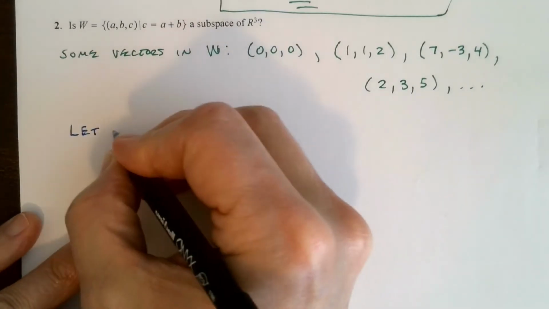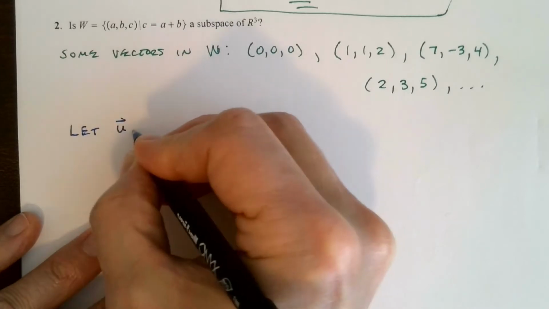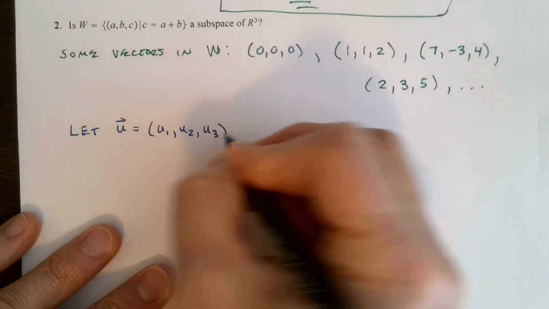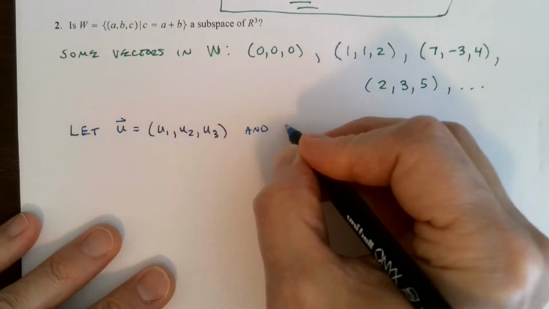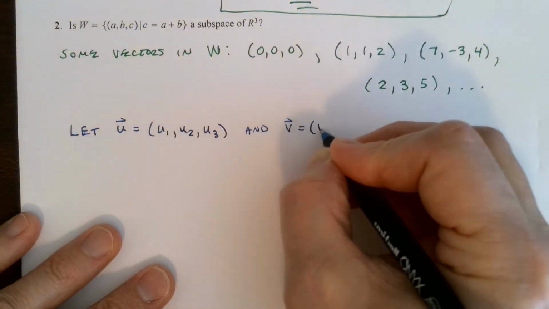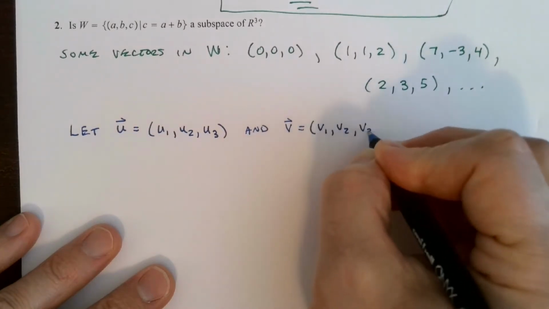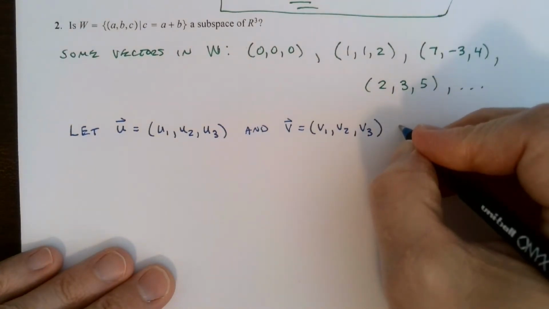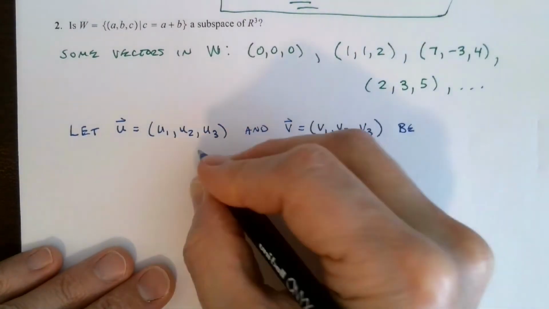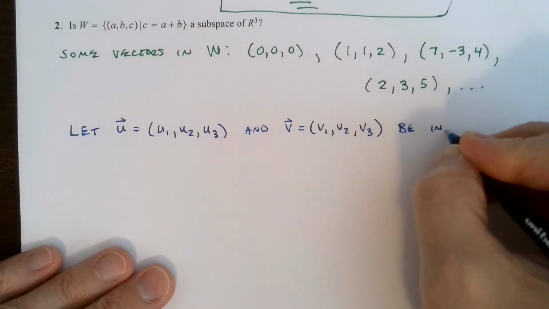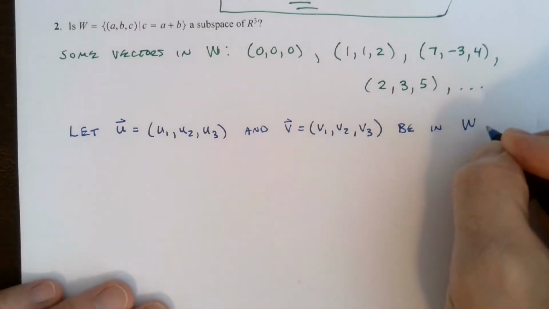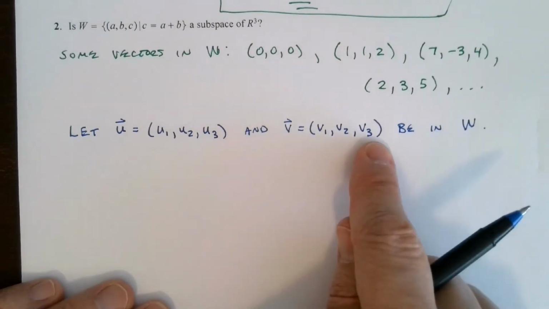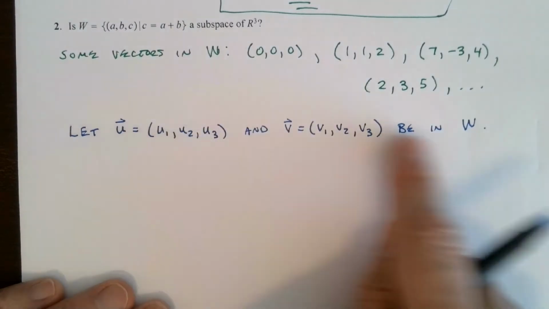two vectors be in the set W. Let's call U, and I'll let U be the vector U1, U2, U3, and the vector V, V1, V2, V3. So you want to choose two arbitrary vectors and let U and V be in W. Let them be in that set W. Okay, it's important that you start in W. Just don't say there are any two vectors in 3 space. They have to be in W.